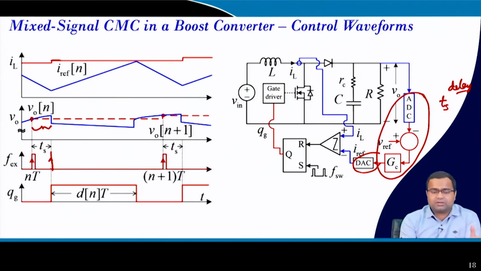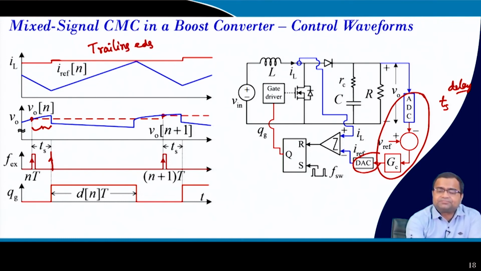So, this is the switching clock start. Then the switch turns on. Now, it is a regular trailing edge PWM, but with some sampling delay. And since we are taking the sample during the off time, that means when the switch is off, this is sometimes called interval 2 sampling.